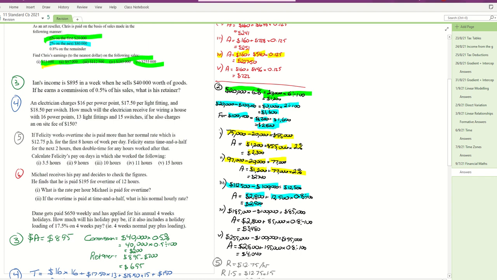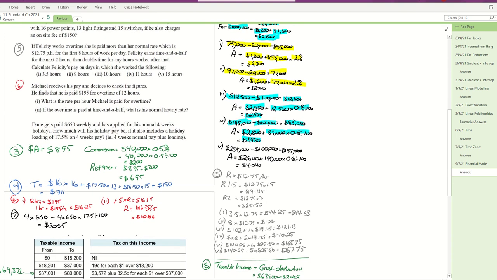I've got the same working for the rest of these. 180,000 minus 100,000 is 80,000, so I've got 2,800 for the first 100,000, and then 80,000 times 0.8 of a percent, 0.8 divided by 100. In my calculator that comes out at 3,480, and finally my last one is exactly the same logic.